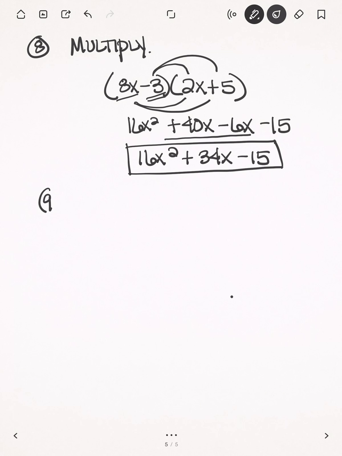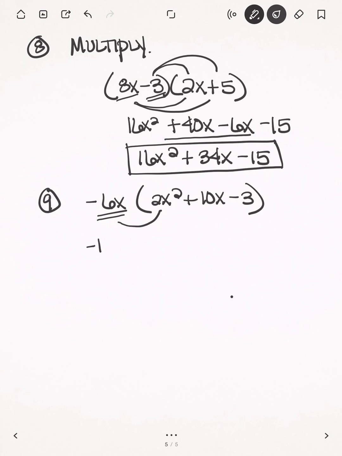Last problem, number 9. What if you have a monomial and you multiply it by a trinomial? Negative 6x times 2x squared plus 10x minus 3. I want to go ahead and multiply this together. I take this negative 6x and I distribute it to everything on the inside using multiplication. So negative 6x times 2x squared. So I'll do my numbers first. Negative 6 times 2 would be negative 12.